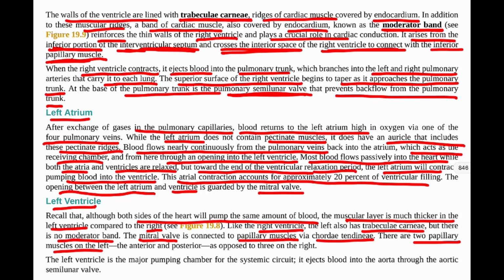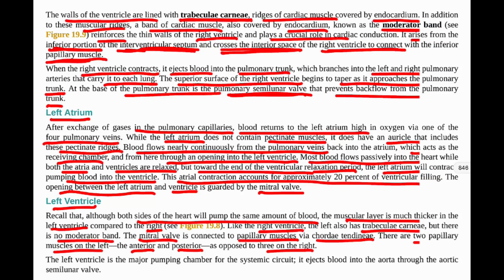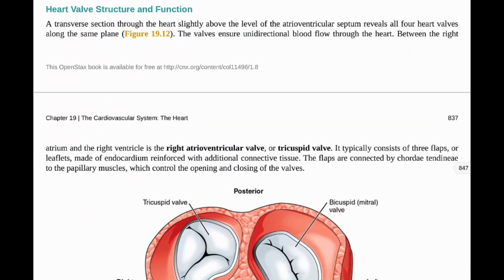So a transverse section through the heart, slightly above the level of the atrioventricular septum, the separation between the atrium and the ventricles, reveals all 4 of the heart valves along the same plane. Okay, so we're going to take a cross section that's basically like cutting the top half of a person from the bottom half of the person, right, along the atrioventricular septum. I'm going to scroll down so we can take a look at the picture here.